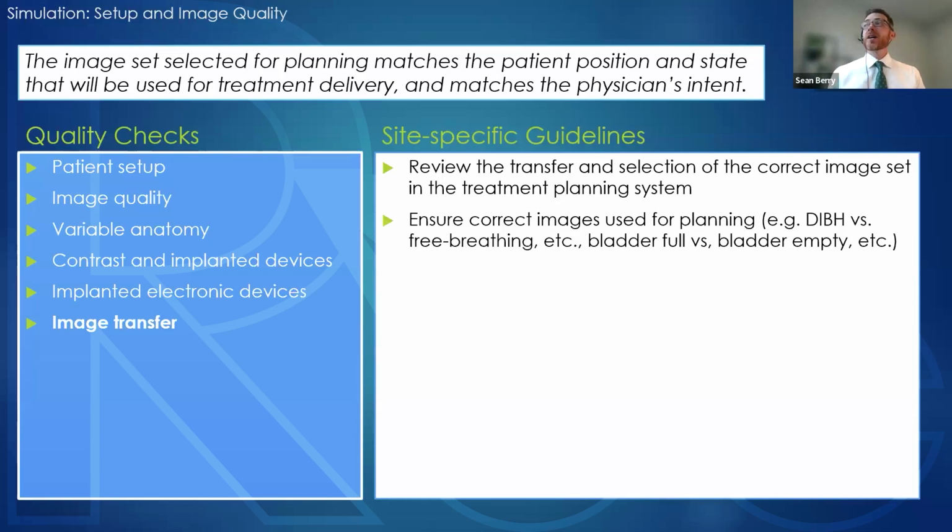And also, if the patient has had previous treatment, maybe to the same area or maybe not too long ago, and you were doing some registrations or bringing those scans in too, you want to make sure that you're planning on the current scan. So really being careful about the data transfer, and that you're really planning on the scan that you're trying to use as representative of the treatment situation, is essential.